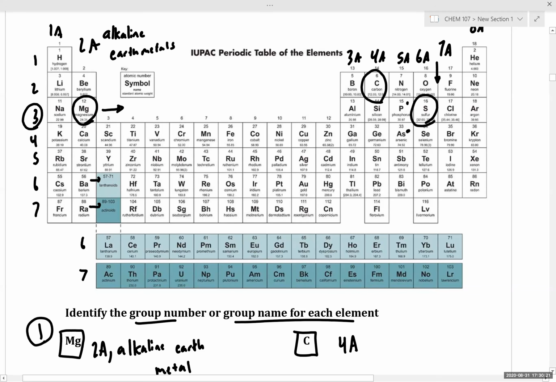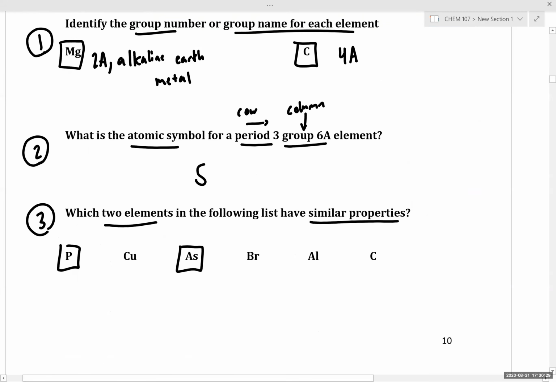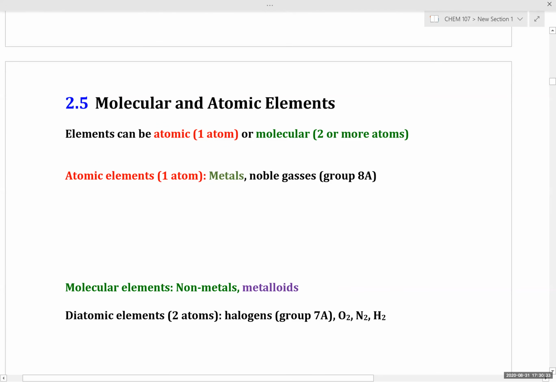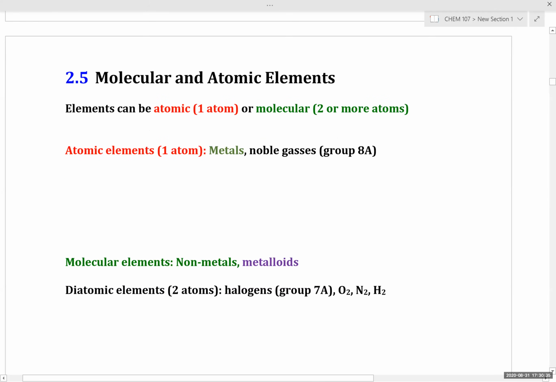Awesome. Are there any other questions I can address on these examples? If not, let's continue on now, and let's talk a little bit about molecular and atomic elements. So elements can either be atomic or molecular.